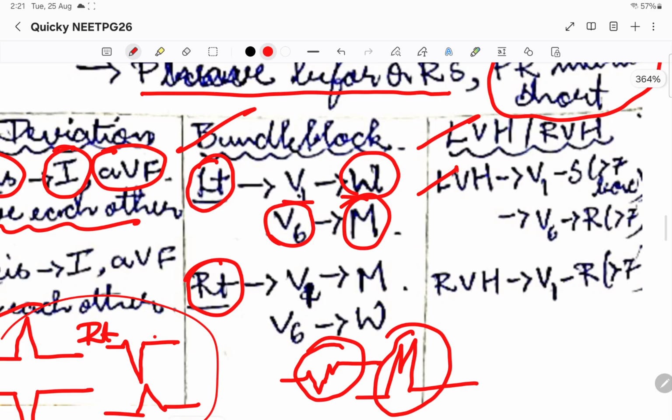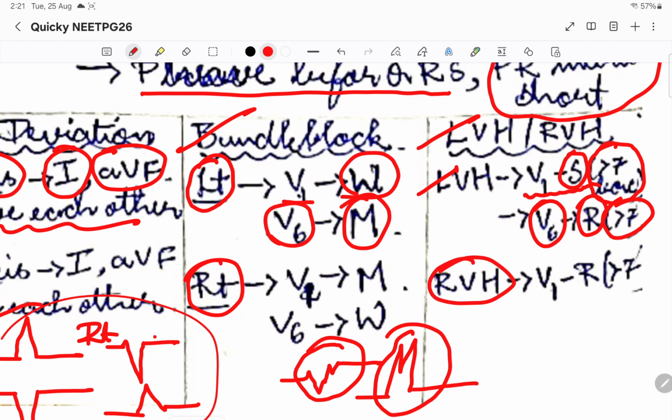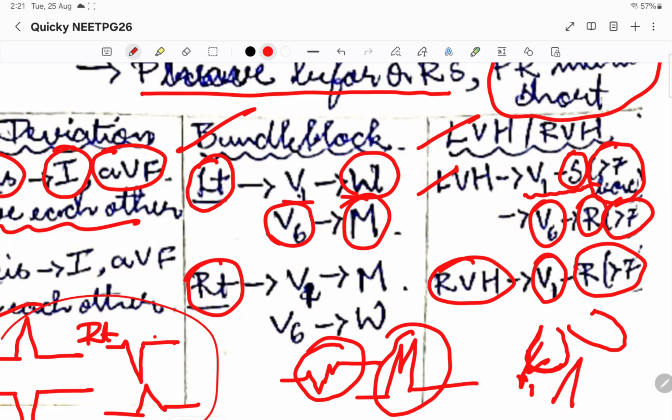If it is left ventricular hypertrophy, in V1 the S wave will be increased more than 7 boxes, and in V6 the R wave will be increased more than 7 boxes. In right ventricular hypertrophy, the R wave in V1 will increase more than 7 boxes, because the heart is enlarging on the right side. V1 is what we are measuring, and too much R wave is coming, so that is why the R wave will be increased. So this is hypertrophy.